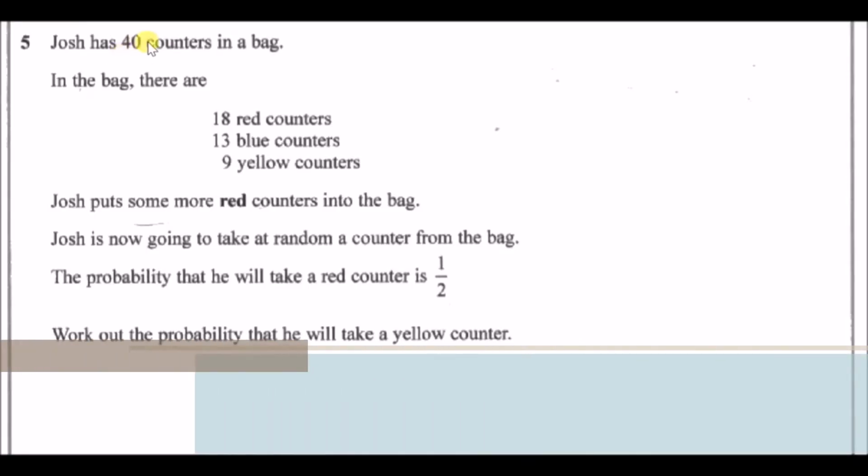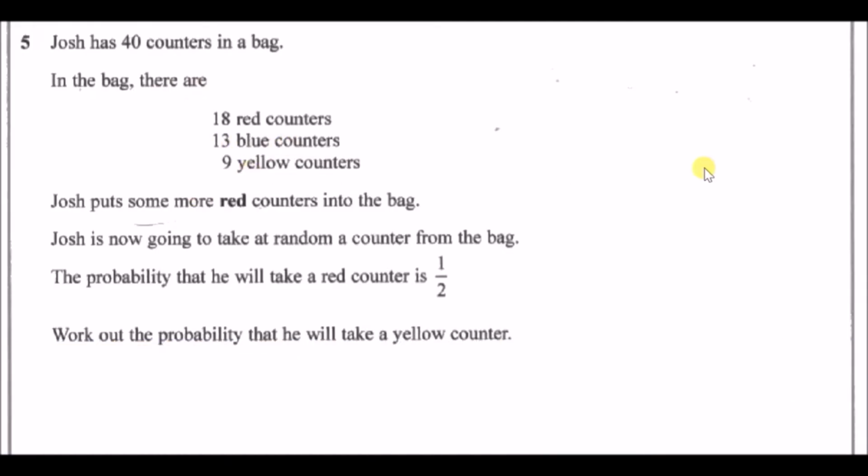So Josh has 40 counters in a bag. In the bag there are 18 reds, 13 blues and 9 yellows. Okay, so we're going to keep this in mind. Josh puts some more red counters in the bag. This is an important statement here. When you add more red counters, and we don't know how many, let's say now he has 18 reds plus an additional X counters.